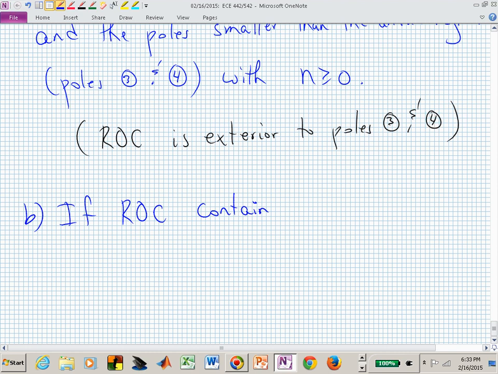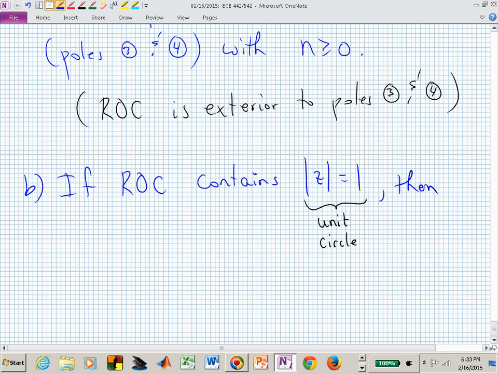If the region of convergence contains z's that have a magnitude of 1, and what do we call that? That's just a mathematical way of labeling the unit circle, isn't it? The magnitude of z equal to 1. That's just the unit circle. If the region of convergence contains the unit circle, what do we know about the time sequence?